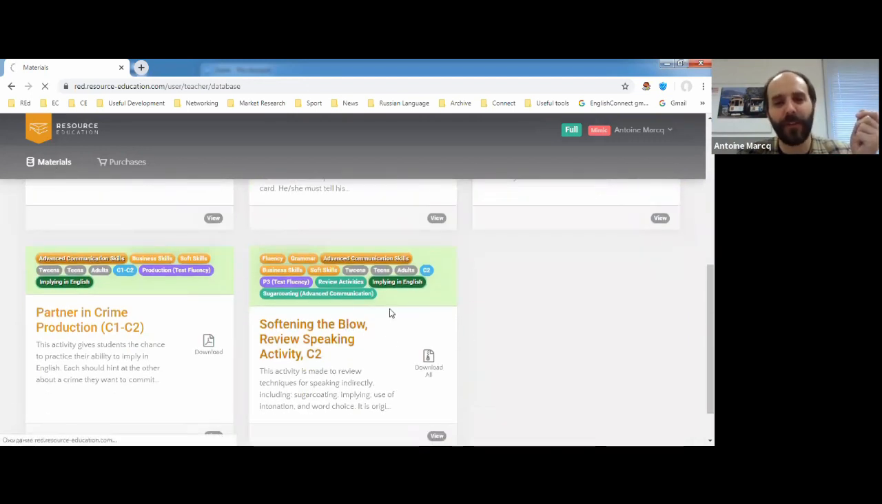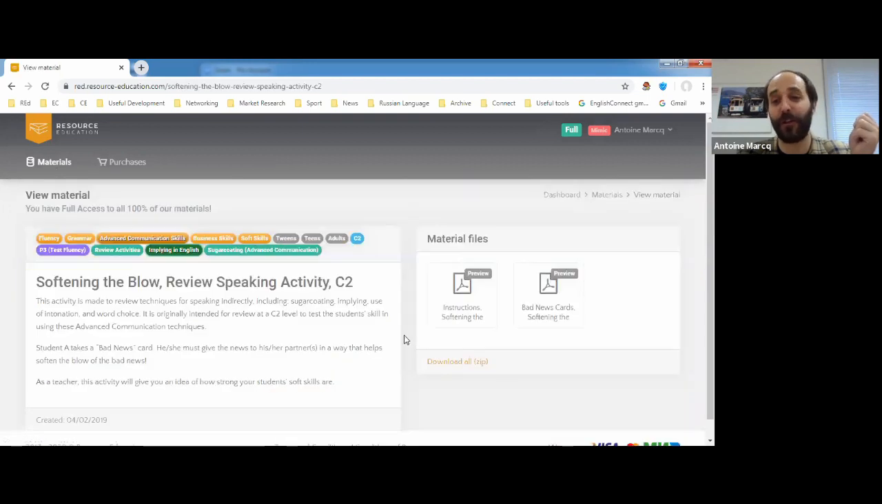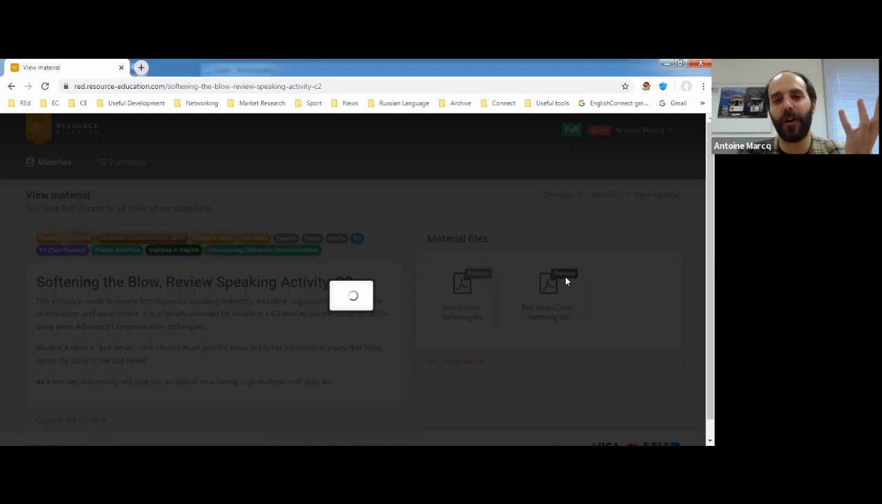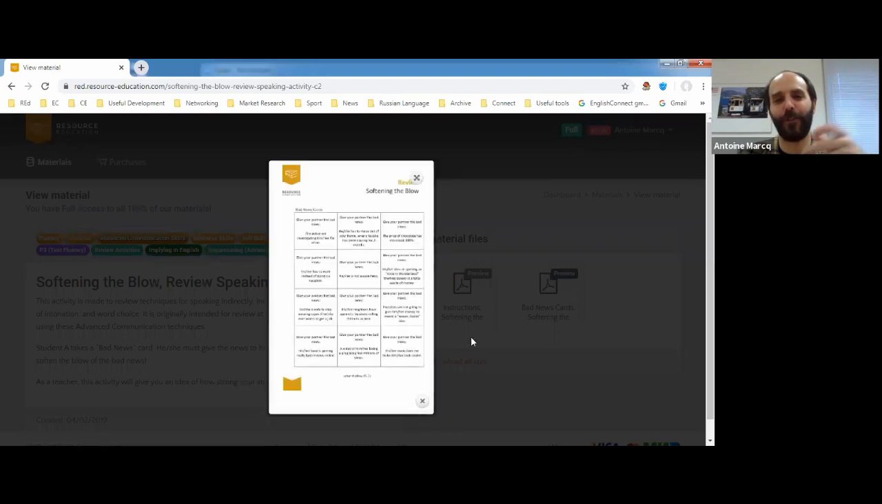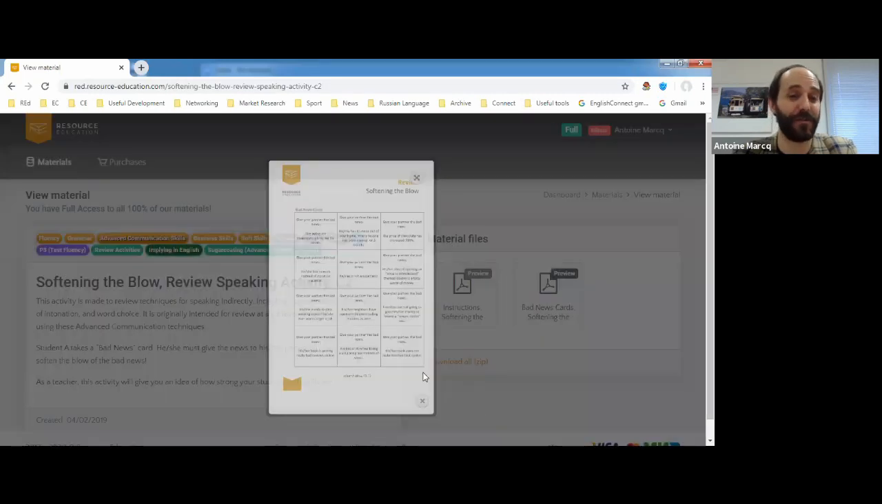Another P3, and this one is similar to sugarcoating, is called soften the blow. Again, similar, you have bad news cards that you need to deliver, and the students are going to react. Give your partner the best news. The police are investigating him or her. The price of chocolate has increased by 300%.